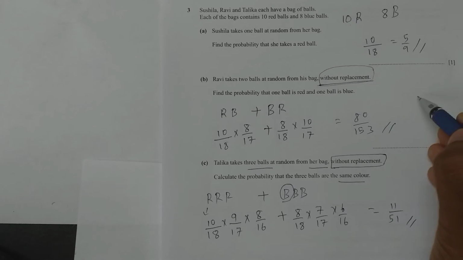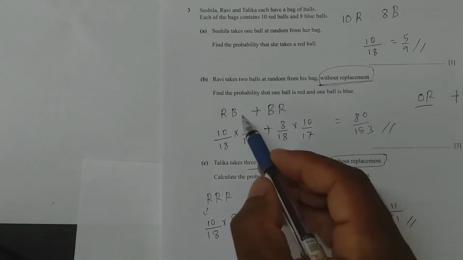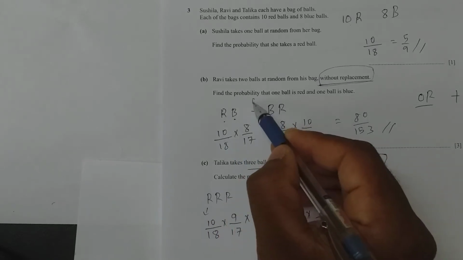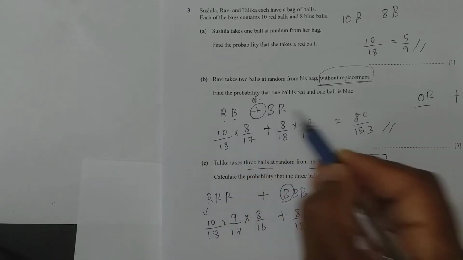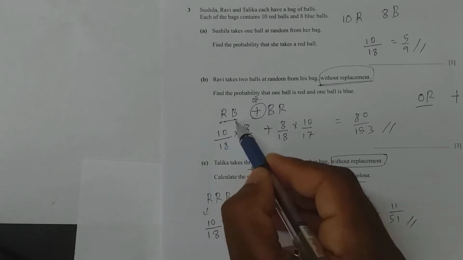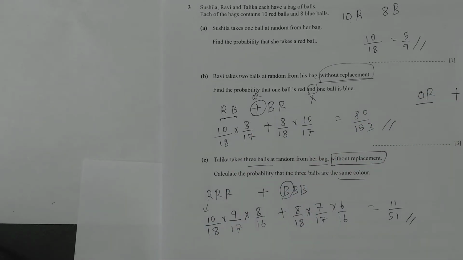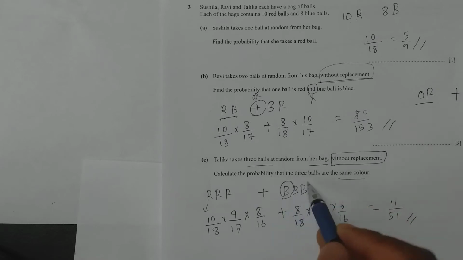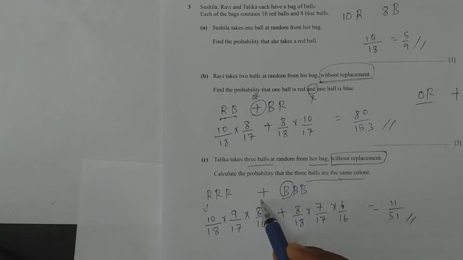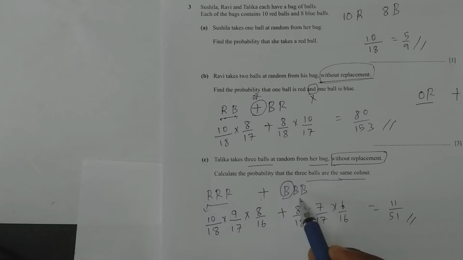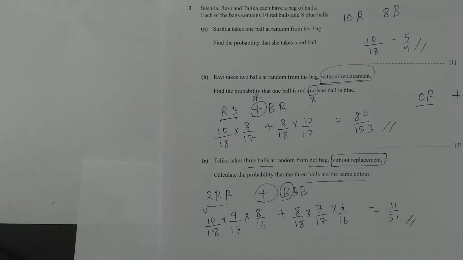Now, whenever there is an or, you need to put a plus symbol. Here it could be red blue or blue red, so plus needs to be kept. Here red and blue should come. So and simply signifies into, whereas or implies plus. Probability that 3 balls are of the same color. So it could be either all red or all blue. So plus symbol. Okay.